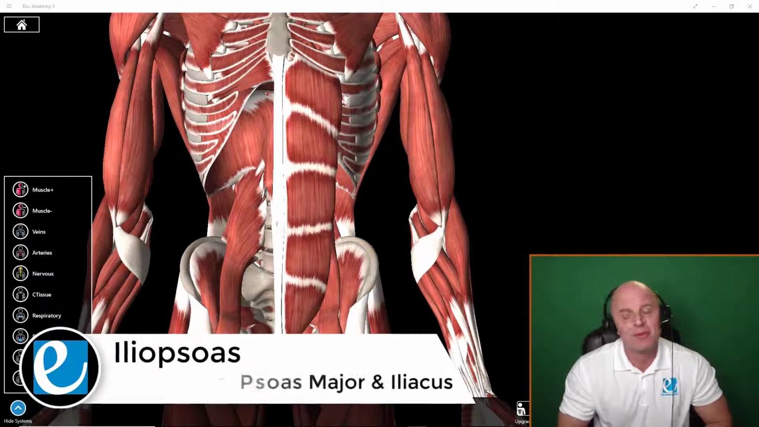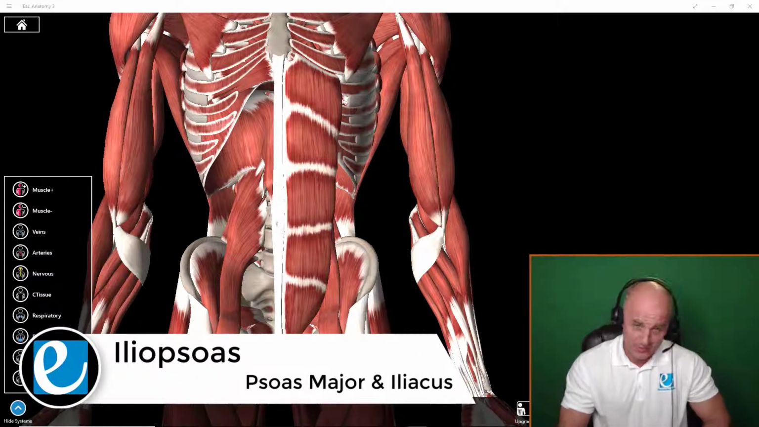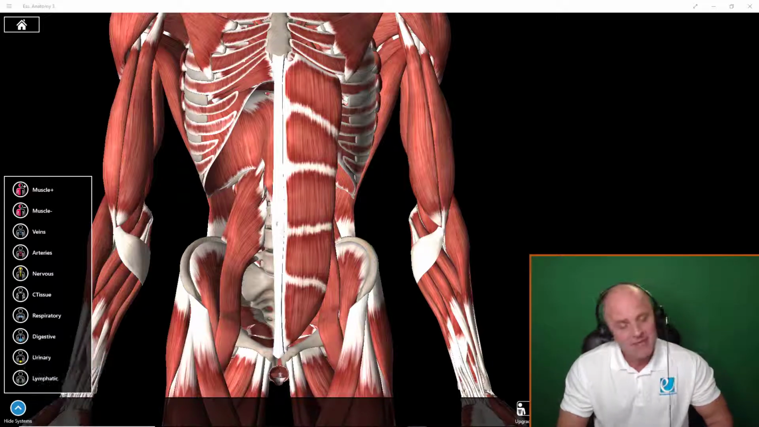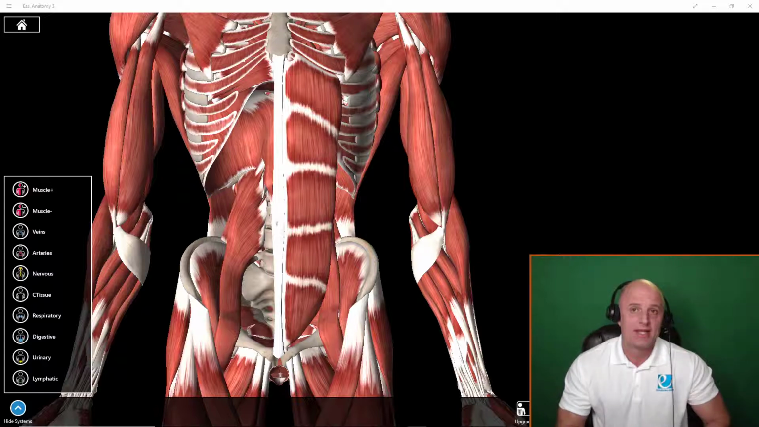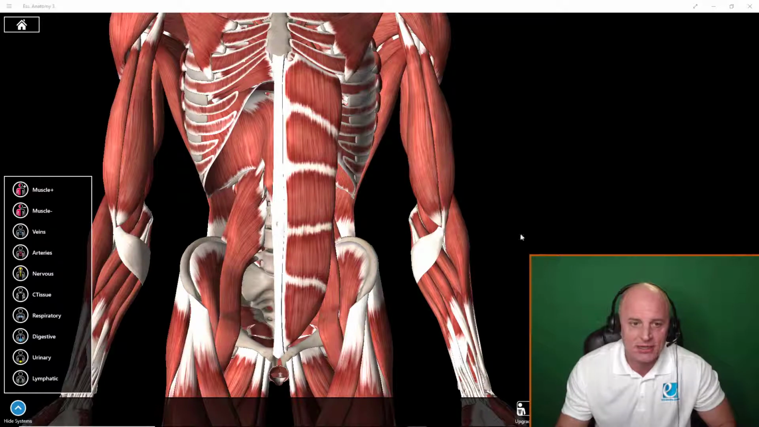Right, on this slide, we are going to be looking at the iliopsoas, which is comprised of 2 or 3 muscles. We're looking at the psoas major, psoas minor, and iliacus. The major is the most important of the major and the minor, but the iliacus is as important as the psoas major. So let's look at our 3D illustration here.